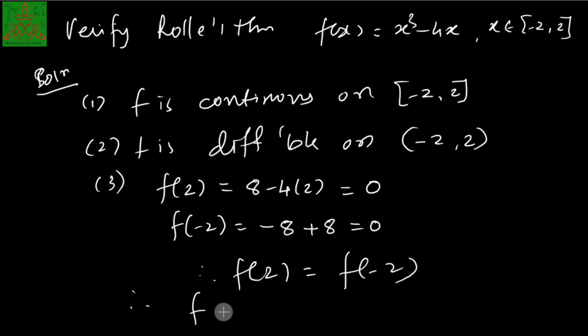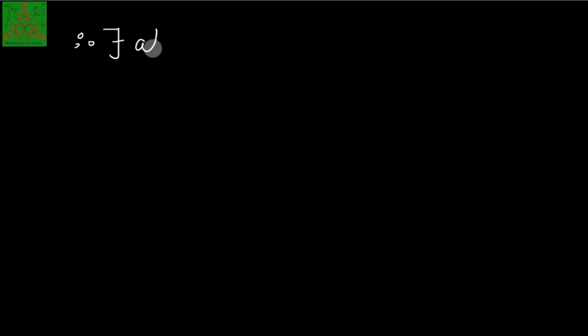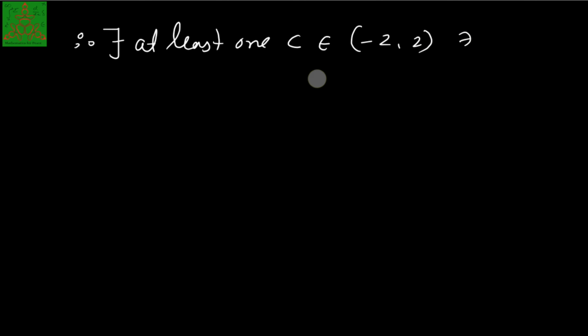So therefore f satisfies all conditions of Rolle's theorem, and hence we can apply Rolle's theorem. Therefore there exists at least one c in the interval minus 2 to 2 such that f dash of c is equal to 0. Now we have to find out what this point c is, and whether that point c lies in this interval, that we need to check.